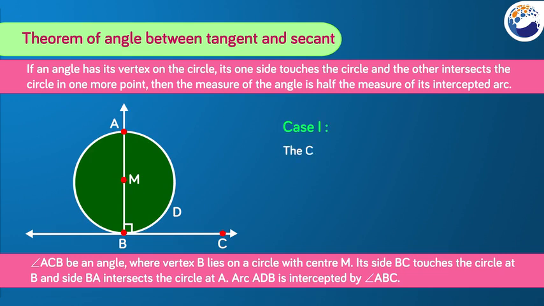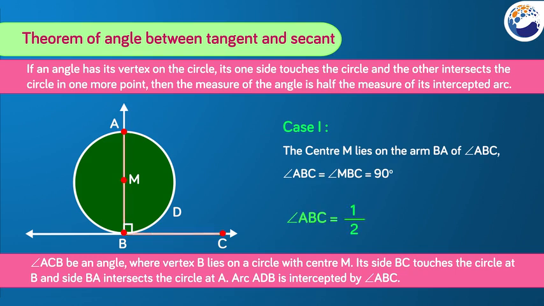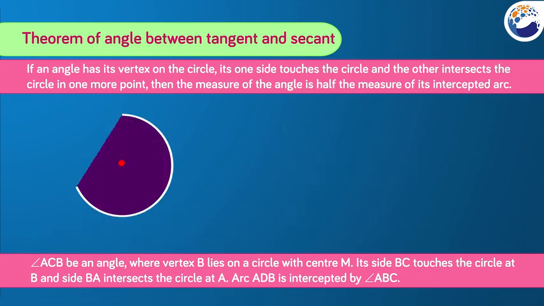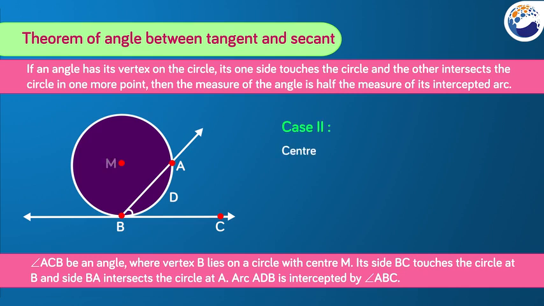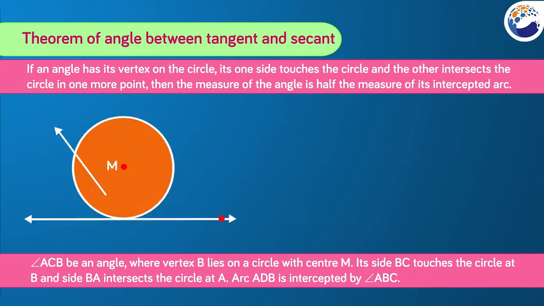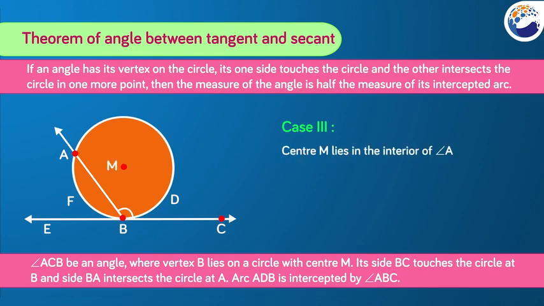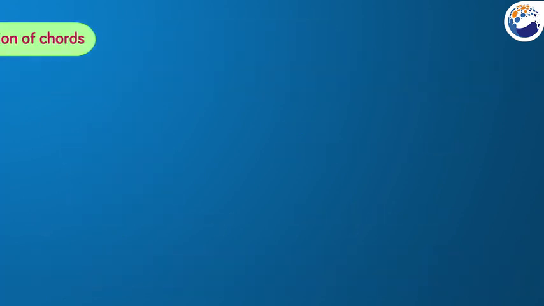Case 1: the center M lies on the arm BA of angle ABC, where angle ABC is equal to angle MBC, which is equal to 90 degrees. Angle ABC is equal to half the measure of arc ADB. Case 2: the center M lies in the exterior of angle ABC. Angle ABC is equal to half the measure of arc ADB. Case 3: the center M lies in the interior of angle ABC. Angle ABC is equal to half the measure of arc ADB. Theorem of internal division of chords.